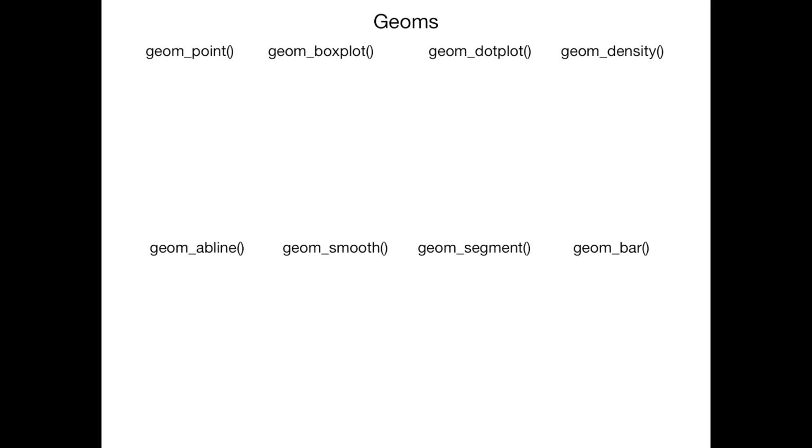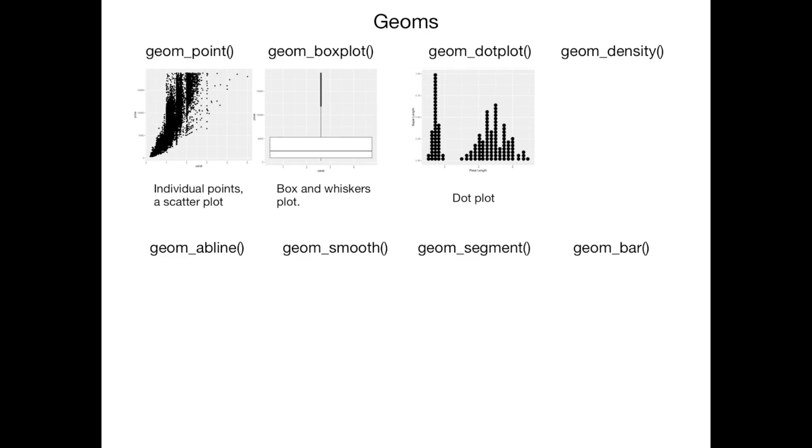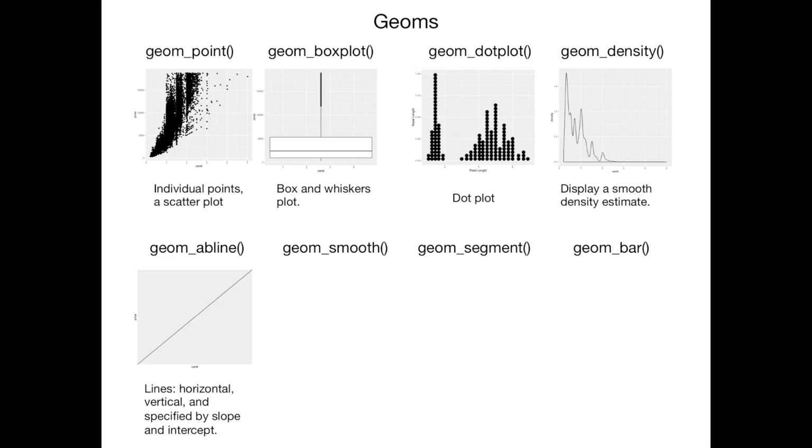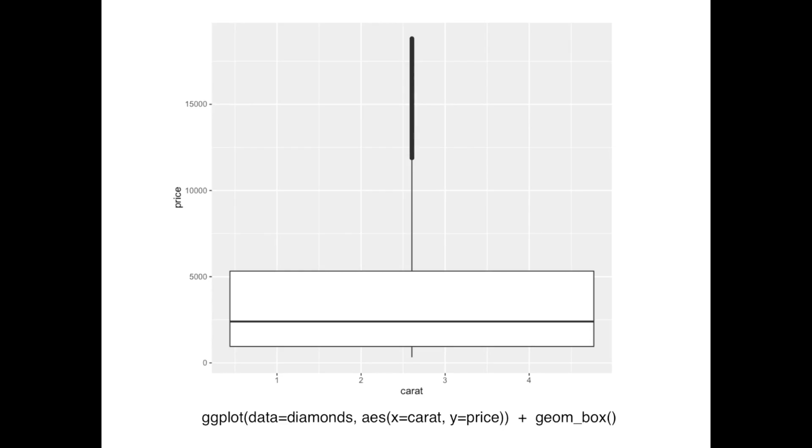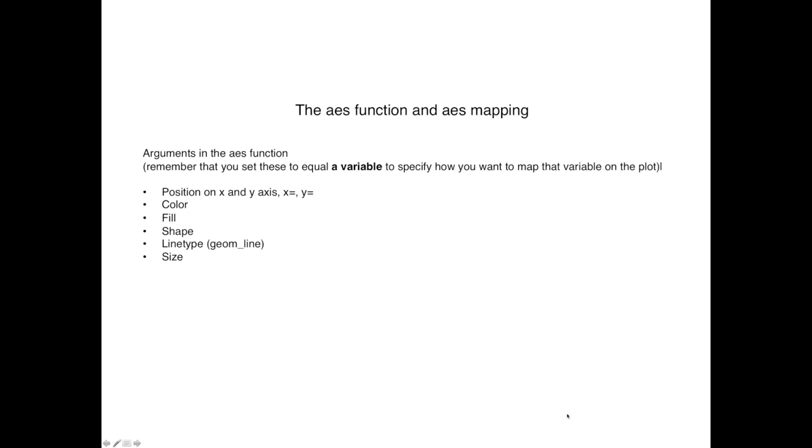So you've only seen the point geom, which creates a scatter plot. But there are various other geoms. We can create a box plot, a dot plot, we can display a smooth density estimate, we can have a line, we can add a fitted line, we can add segments, and we can have bars. So here's an example of the diamonds dataset where x is carat and y is price, except this time we've specified that we want the geom to be a box, not points.